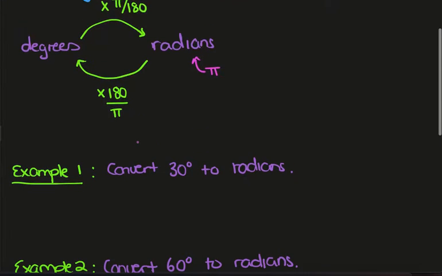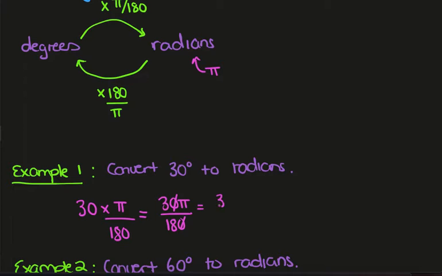So let's look at this first example where we want to convert 30 degrees to radians. So what we'll do is we'll multiply by pi and divide by 180. So then what we have is 30 pi over 180. We can cancel the zeros. So now we have 3 pi on 18. And now just divide by 3 in the numerator and the denominator. And what we'll end up with is pi on 6.